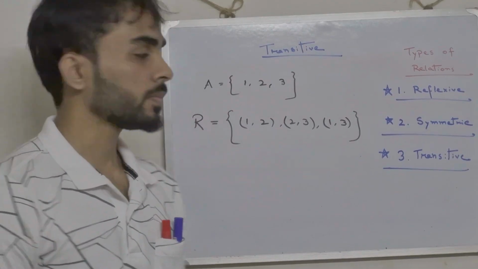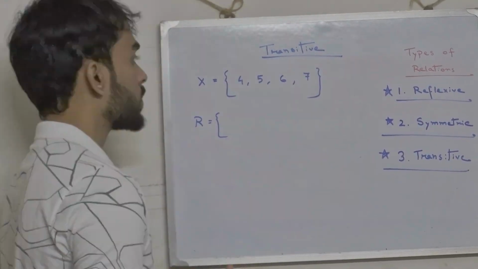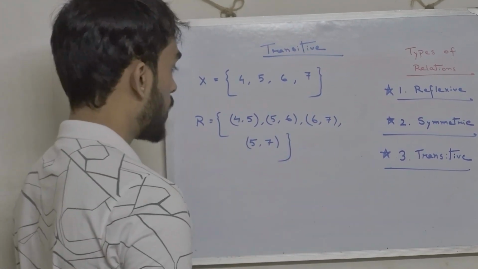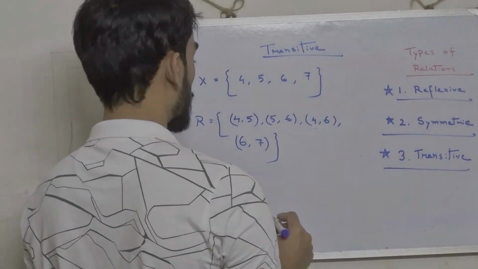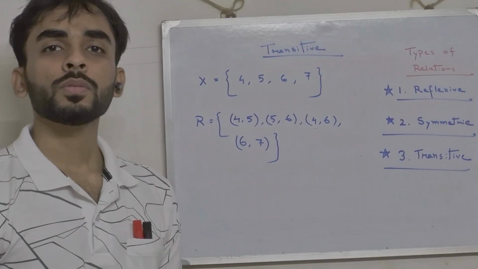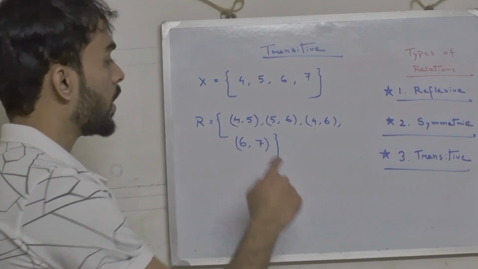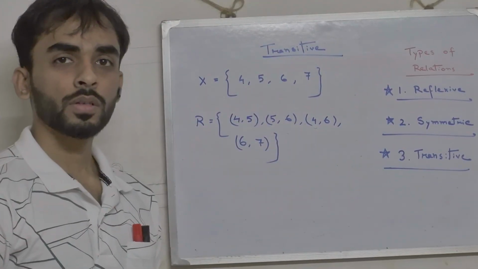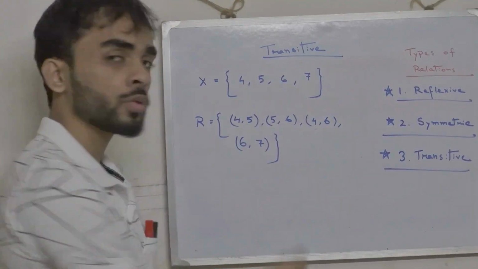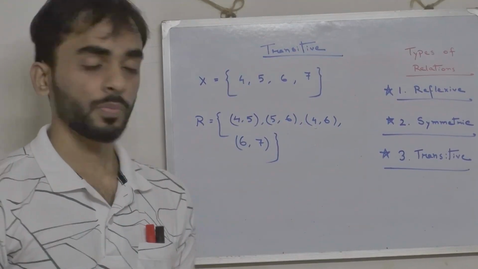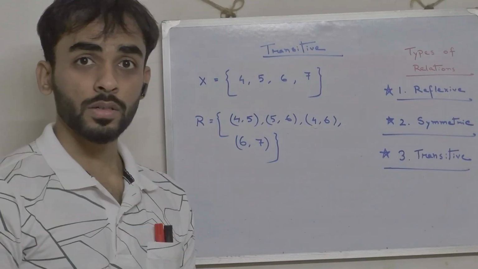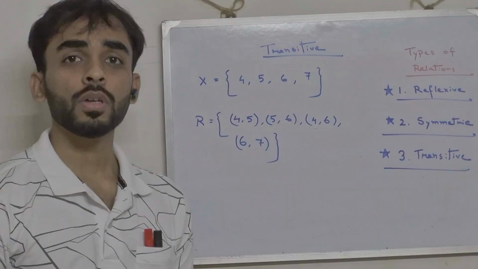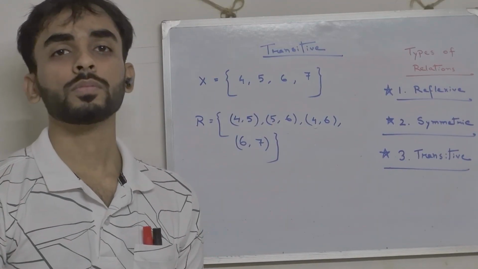Let's take another example. Tell me, is this a transitive relation? Let's check. 4, 5 is here. Again 5, 6 is here. So 4, 6 is also here. So far so good. 5, 6 is here. 6, 7 is here. Is 5, 7 in the relation? No, therefore it is not a transitive relation. It's that simple.